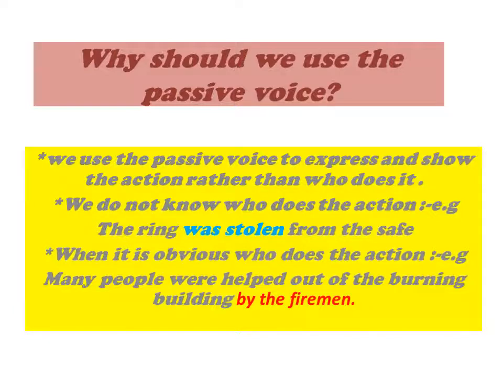Also, we use the passive voice when it's obvious who does the action, like this example: many people were helped out of the burning building by the firemen. So we mentioned here the one who did the action, the firemen. They helped the people to get out from the burning building. Okay, so it's mentioned here in this example.